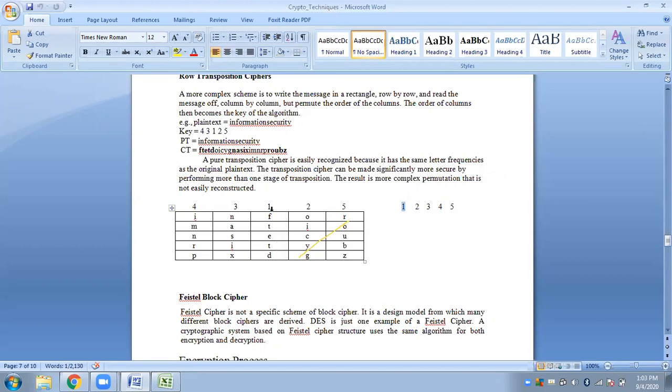Okay, so for 1, I will be considering the entire row, all the alphabets belonging to that particular row. So I have F, T, E, T, D. I have placed it here, and I have made it bold so that you can differentiate. So this is for 1.